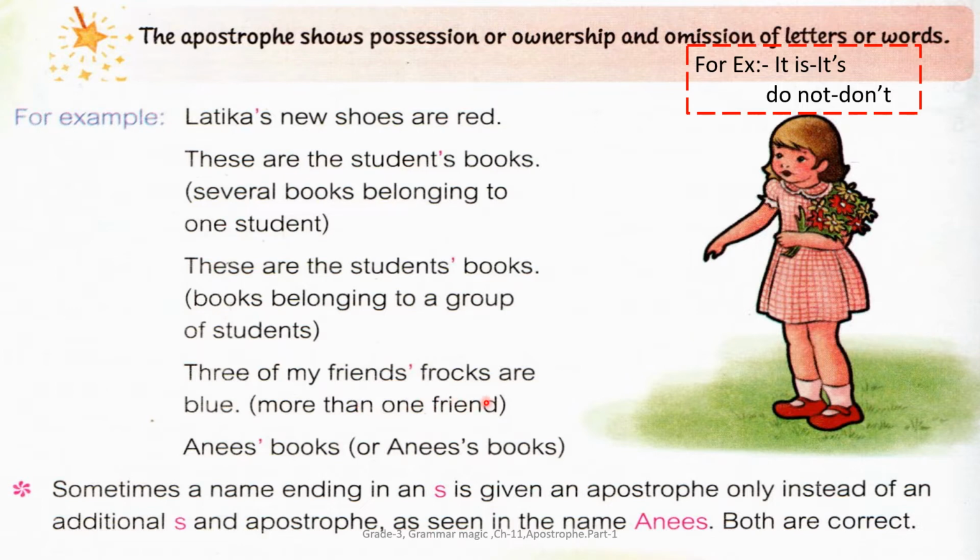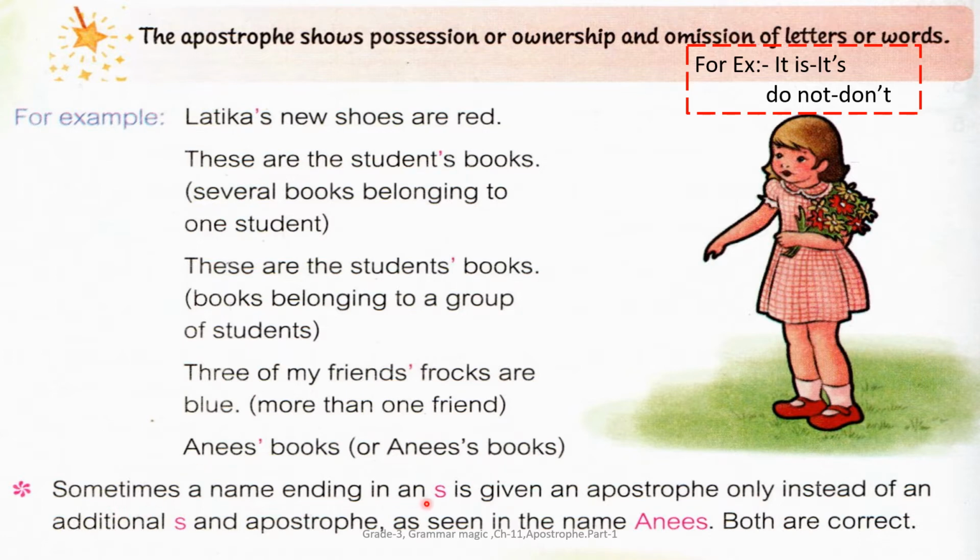Three of my friends' frocks are blue. More than one friend? Yes, because friends are many. Because the apostrophe is at the end of the word, it's a plural word. Understood children? Anis's books or Anis' books. If you find that the word has s at the end, you can write it both ways. Apostrophe only, or apostrophe s. Okay, both are correct.